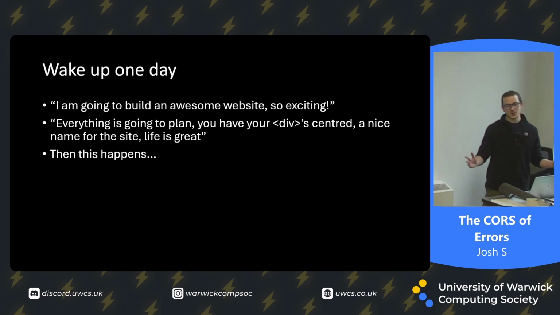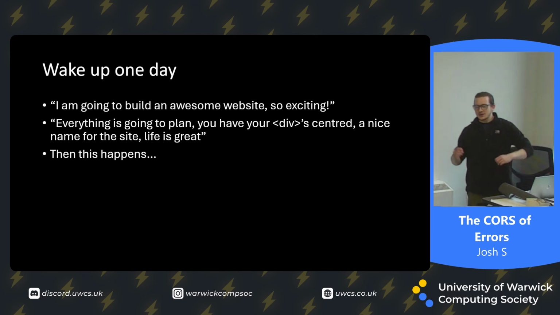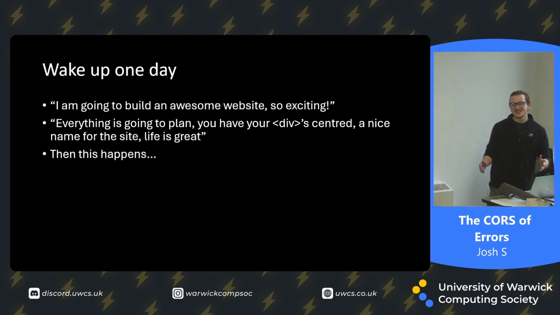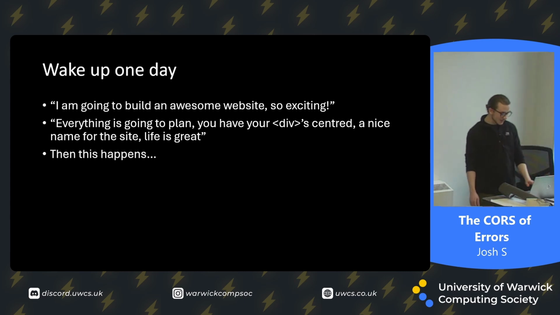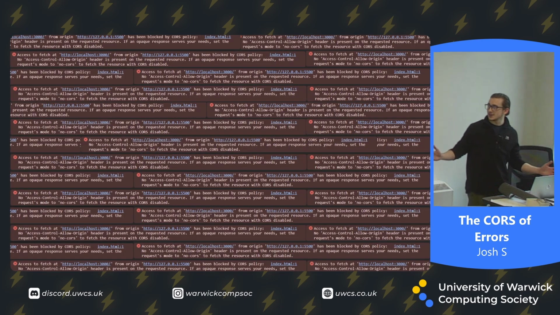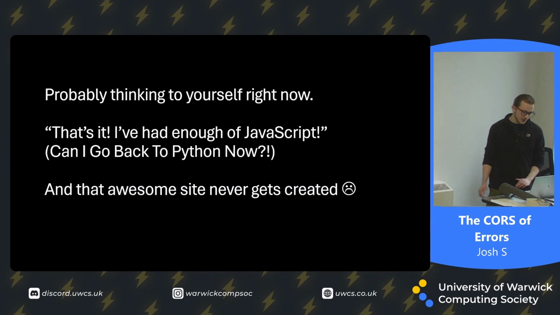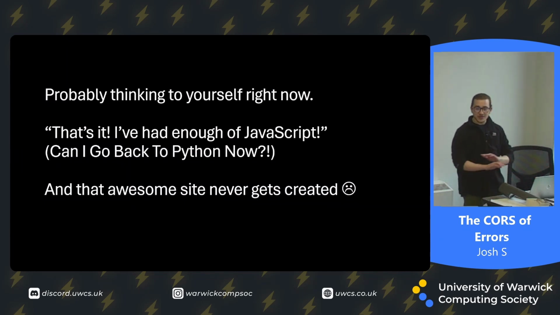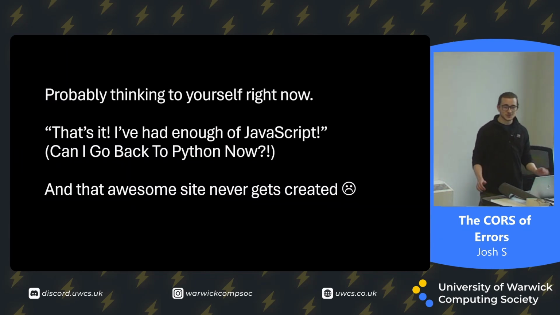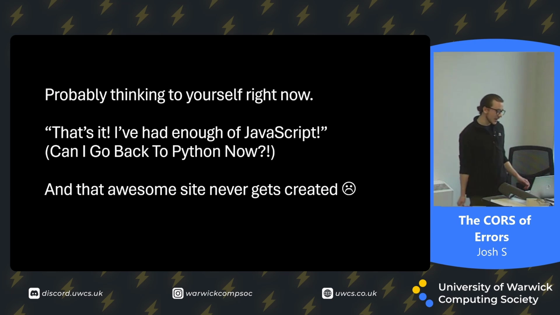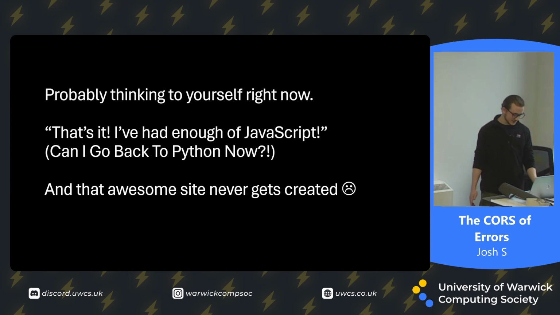So, you wake up one day and you say to yourself, I have this amazing idea for a website. You've got a nice name for the site, your divs are centered, and everything is going to plan. Then this happens. So many CORS errors. And you're probably thinking to yourself right now, that's it. I've had enough of JavaScript. Can I go back to Python now, please? And that awesome site never gets created.